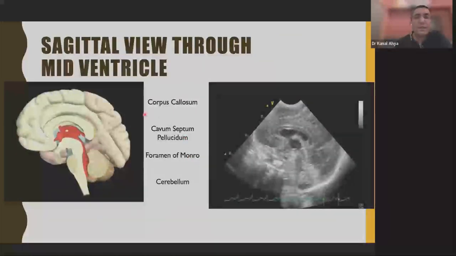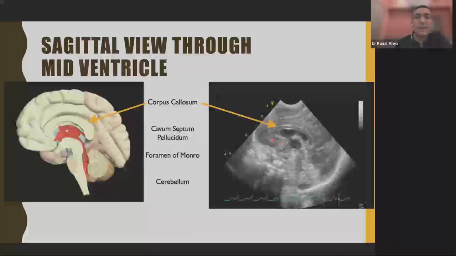So now, what are the structures which we'll identify? In the second view, I told you there are two parallel lines above the ventricle. Here you can easily see these two parallel lines going. This is the corpus callosum, which is the connection between both sides of the brain. Sometimes there can be partial corpus callosal agenesis, so you'll be able to see these bright lines anteriorly, not posteriorly. But if it is complete, then there is no corpus callosal agenesis. So the first structure we see is the corpus callosum.